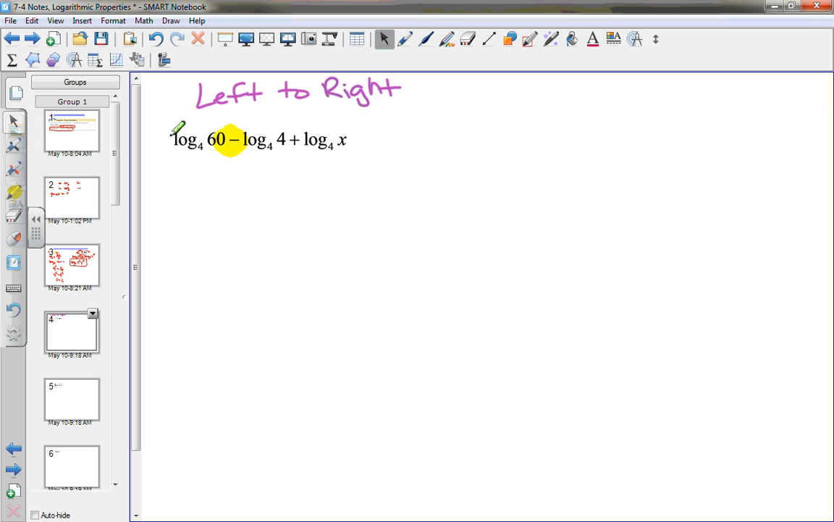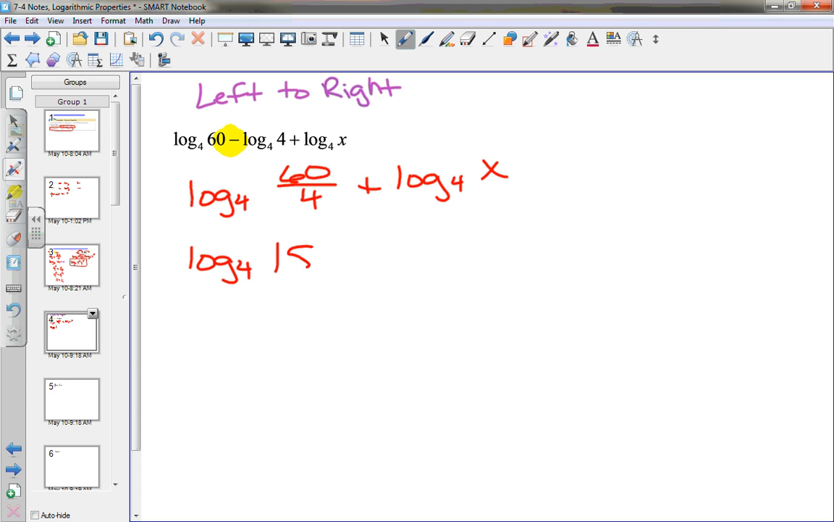Division. So what I'm going to do is make this log base 4. I'm going to take the 60 and divide it by 4, and I'm just going to bring down the other log. You do have to keep the other log base 4 for the x, because we haven't touched that. What is 60 divided by 4? 15. So this is actually log base 4 of 15 plus log base 4 of x.